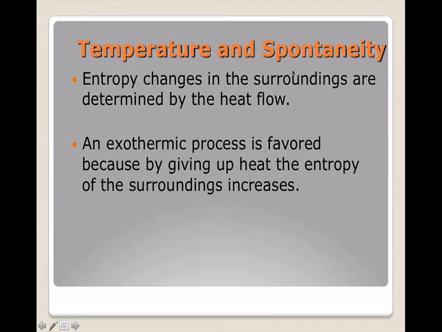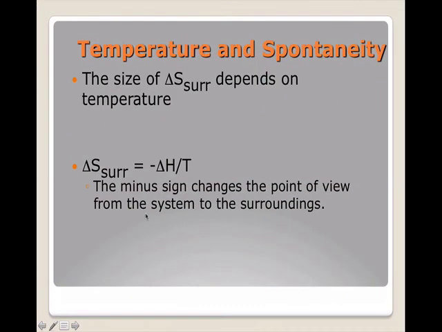And then temperature and spontaneity, this kind of just goes over that. Entropy changes in the surroundings are determined by the heat flow. So whether it's going in or out of the surroundings determines what happens to the entropy in the surroundings. An exothermic process is favored because by giving up heat, the entropy of the surroundings increases. They're going faster, they have more entropy, and that's something that is good for the surroundings. So they like exothermic processes because they produce that heat that allows the entropy in the surroundings to increase.